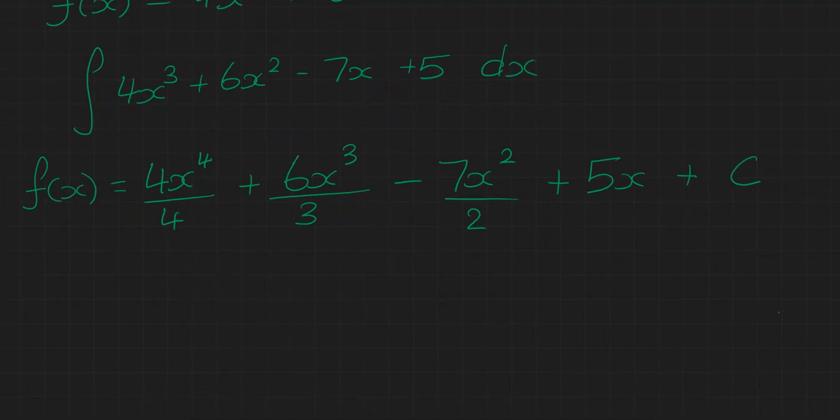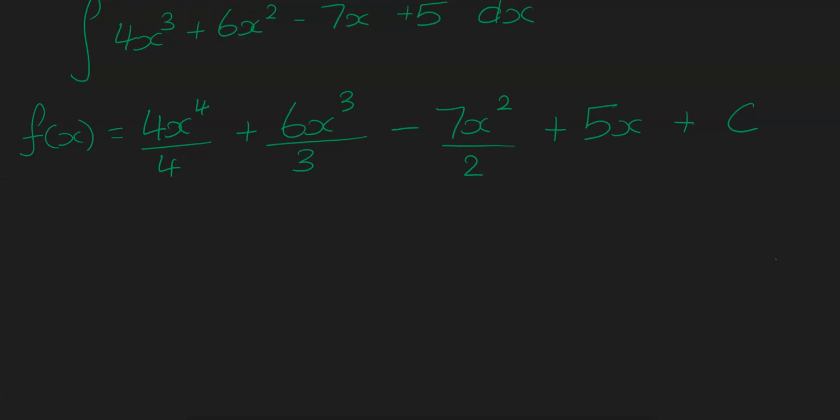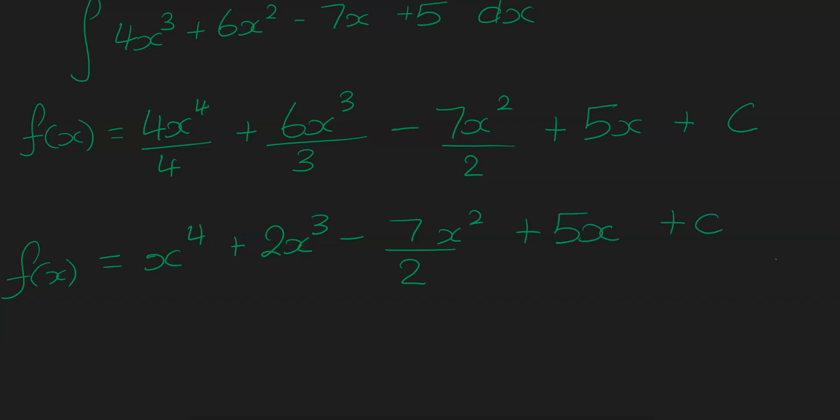Cool. And now we just go on and simplify this function. So we get f of x is equal to, well, 4 over 4 is just 1, so x to the power of 4, plus 6 over 3 becomes 2, so 2x cubed, minus 7 over 2 x squared, plus 5x plus c. All right, and that is how you anti-differentiate or integrate polynomials.